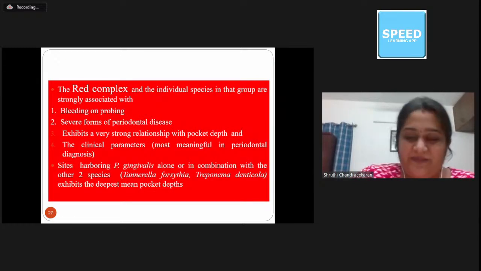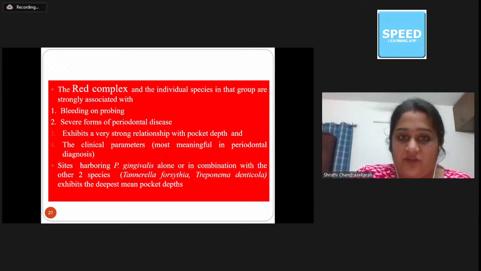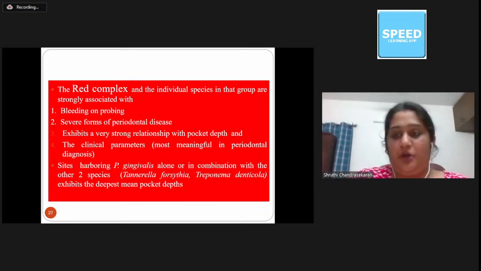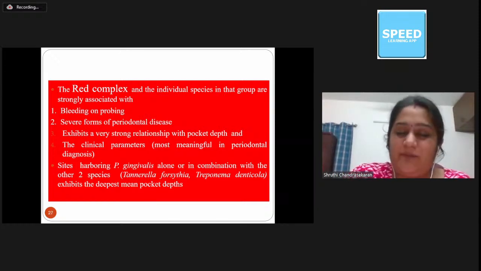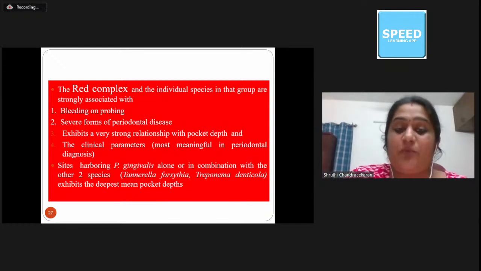Finally, the red complex bacteria. The red complex bacteria, mainly P. gingivalis, Treponema denticola, and Tannerella forsythia, are the individual species that are responsible for increased bleeding on probing, and severe forms of periodontal disease also. So this red complex bacteria establishes a very strong relationship with the probing pocket depth and also has an increasing tendency for more bleeding on probing and increasing clinical parameters.